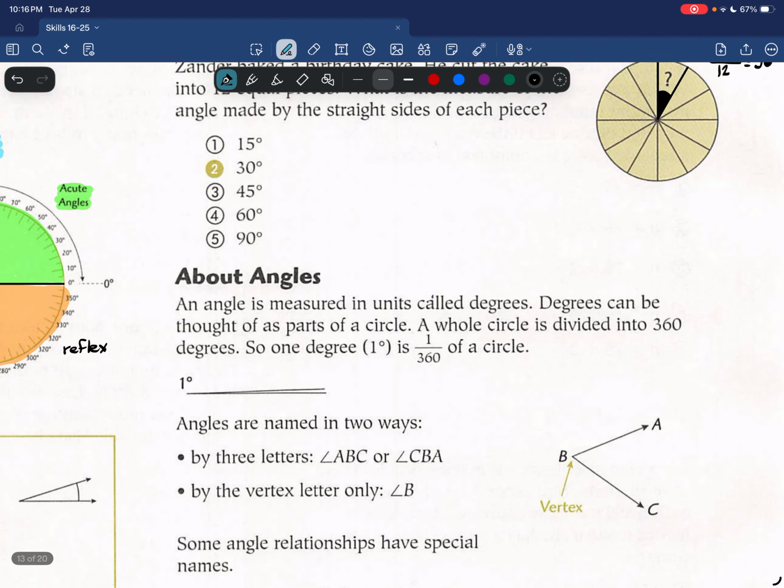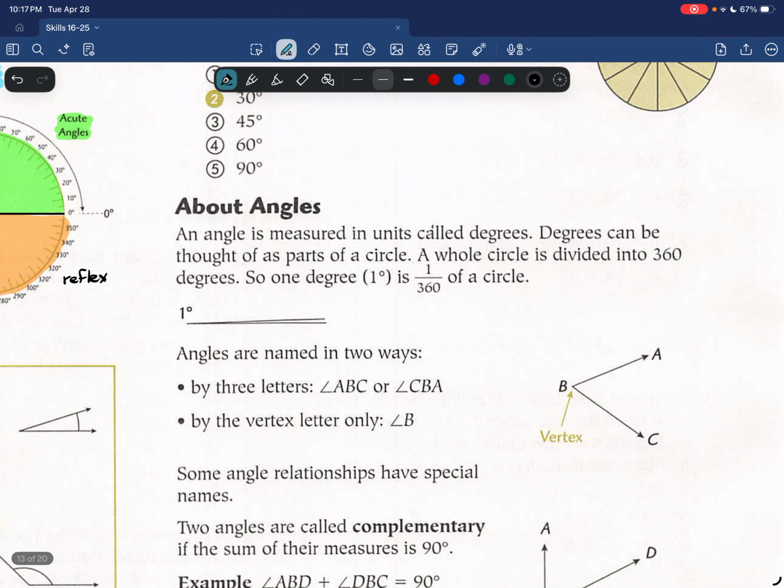An angle is measured in units called degrees. Degrees can be thought of as parts of a circle. A whole circle is divided into 360 degrees. So 1 degree is 1/360th of a circle. It's a very tiny amount.